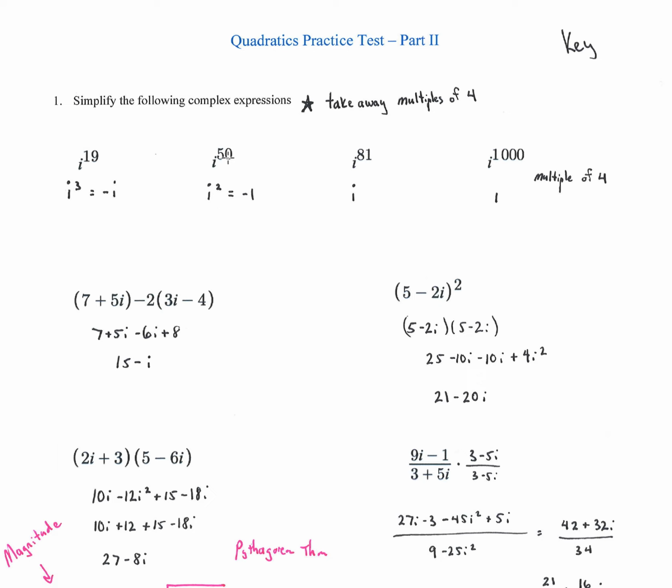Here we're going to rip off 48 of them and get rid of them, leaving us with i squared, which is minus 1. Here we're going to rip off 80 of them, leaving us just 1i. And this is an exact multiple of 4, so they all are just 1 times 1 times 1, which is 1.